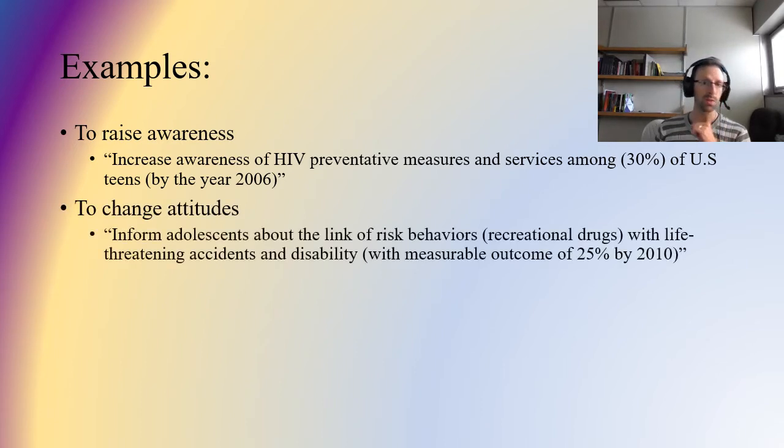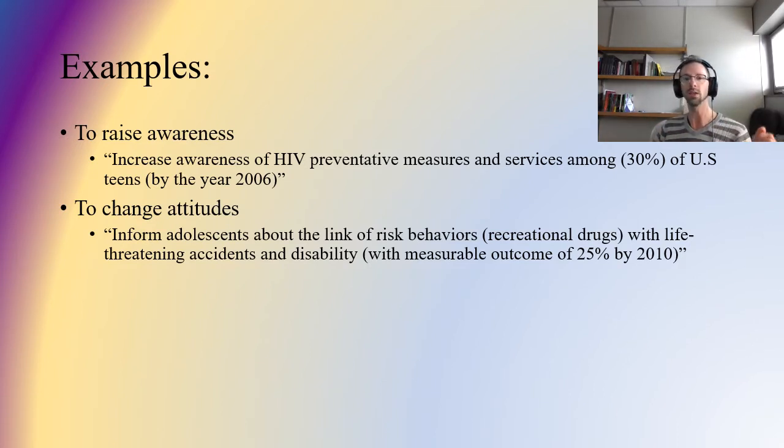Here's another example. To change attitudes, for instance, informing adolescents about the link between risk behaviors, specifically recreational drug use, with life-threatening accidents and disability. And we have some measurable outcome of maybe 25% by 2010, right? And later on, we have to think about the tactics of how we measure these things and establish those things. But for now, we do want to be this specific. So again, we're bumping right up against that. Well, how would you know if you've reached 25% by 2010? That's going to be the tactics side of things, but we do want to be specific.